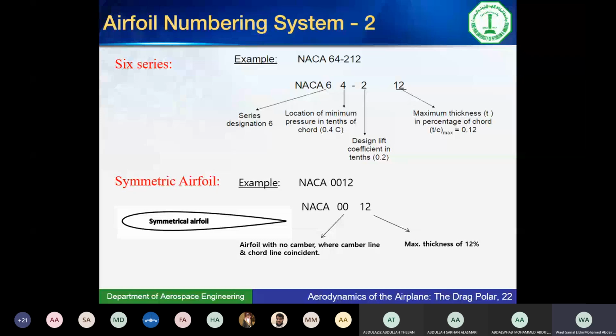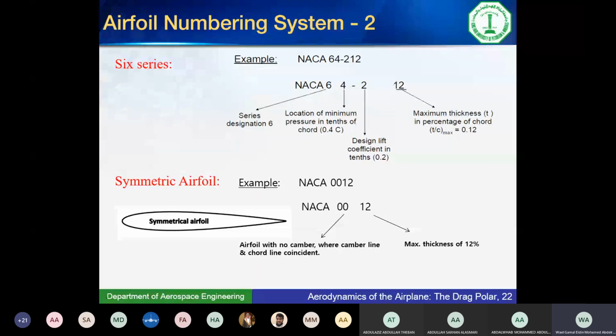Because of the low pressure on the upper surface, you will have the suction force upward. That's the lift, right? So this 4 will tell me that the maximum upward force is going to be at 40%. So if I draw the pressure distribution, for example, or the lift distribution, it will look like this. It will start from 0, go up, and then it will go down. Okay, so it tells me where the maximum lift is.